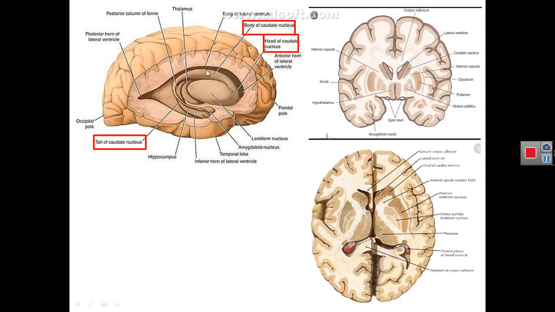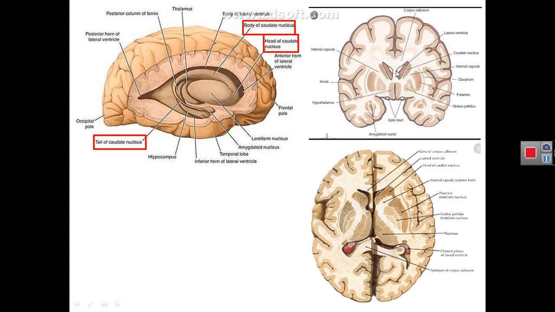You can see that the caudate nucleus is C-shaped. This is the head of it, and this is the body of it, and this is the tail of it. This C-shaped caudate nucleus, its head and part of the body form the floor of the anterior horn and body of the lateral ventricle. While the tail of the caudate nucleus, as you can see, forms the roof of the inferior horn of the lateral ventricle.